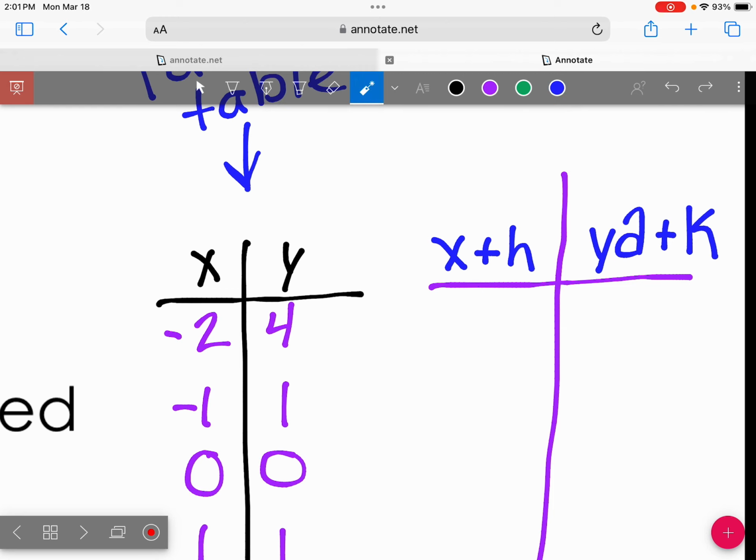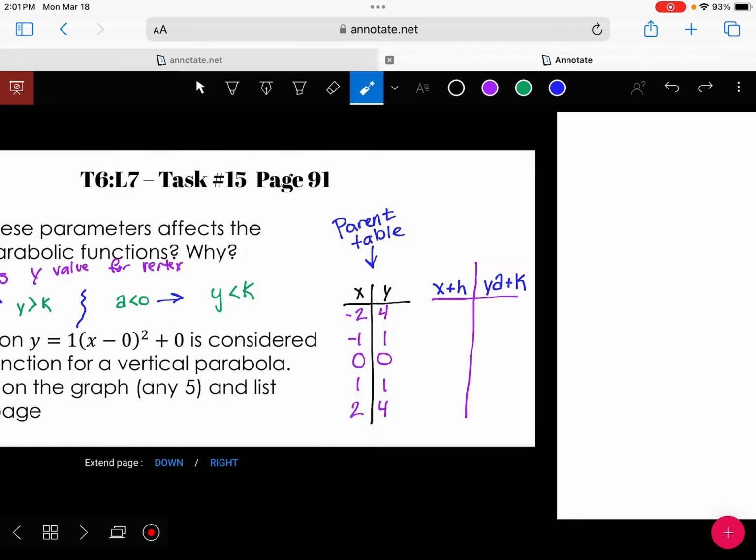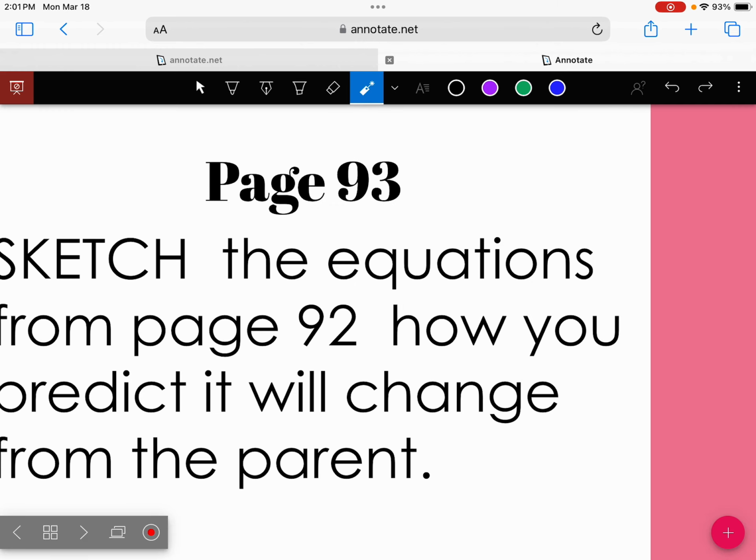We're going to take our parent function and apply our transformations. If you just want to sketch and move our parent function left or right 2, up 4, down 4, whichever one it is, that's what I want you to do. We're going to make a sketch of these equations here and see if we can figure out how it's going to move. So that's these ones here. These are the ones on page 90. You're going to look at page 92 and 93.